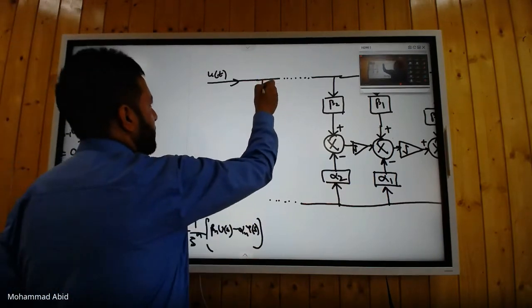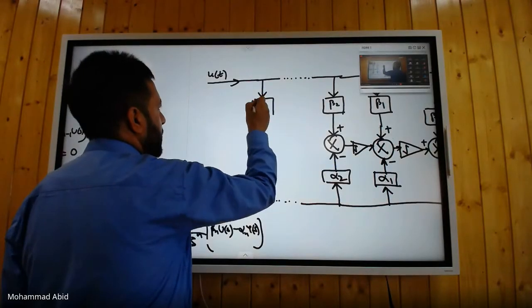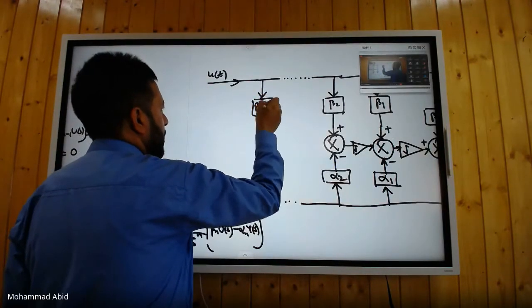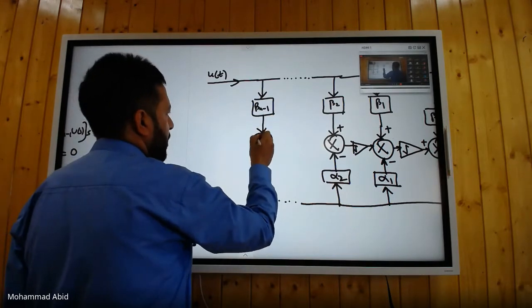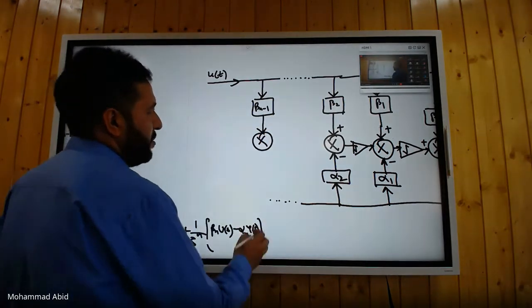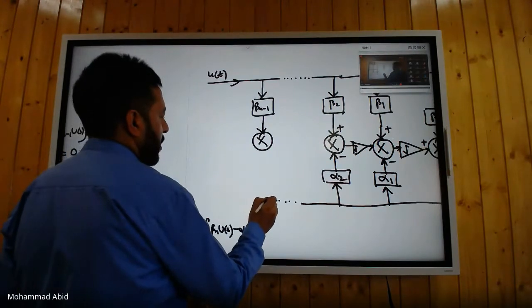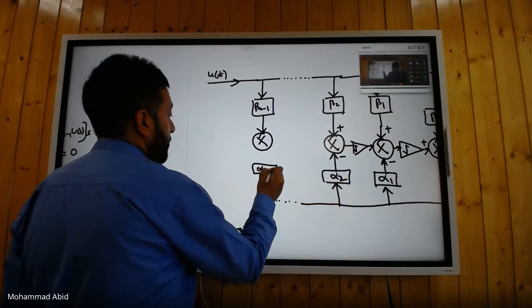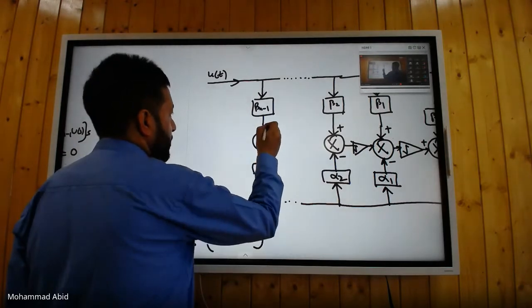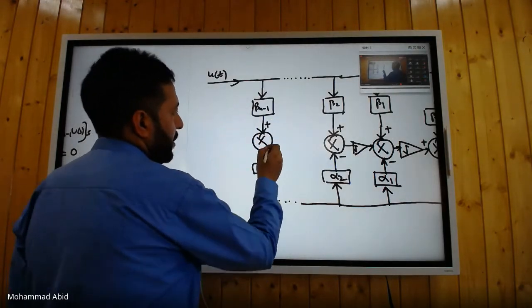So this is, let's say, beta n minus 1. So it's like this. Minus alpha n minus 1. Alpha n minus 1. So it's like this. This is plus and this is minus.